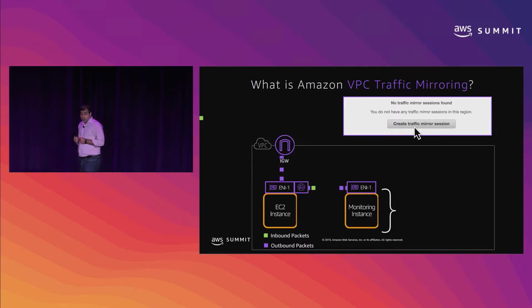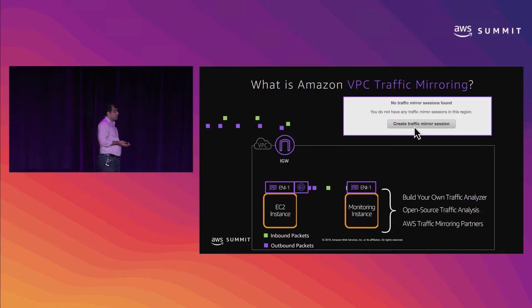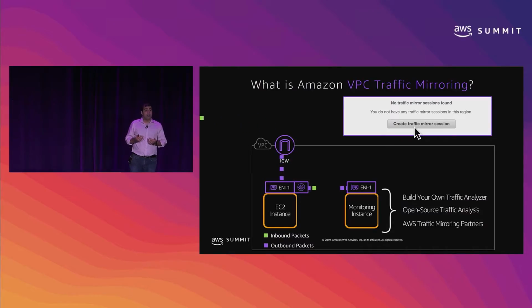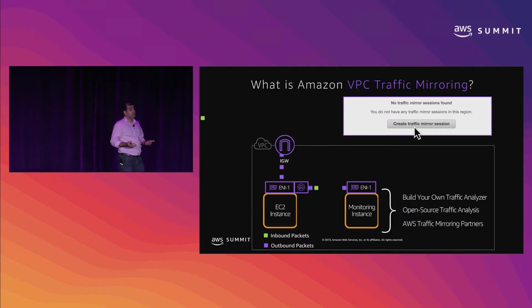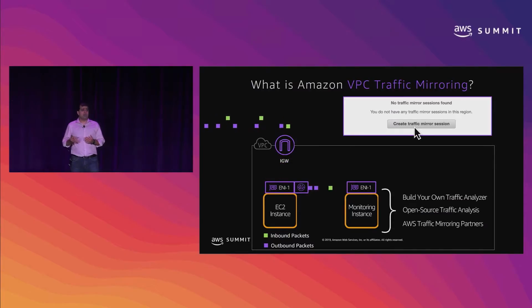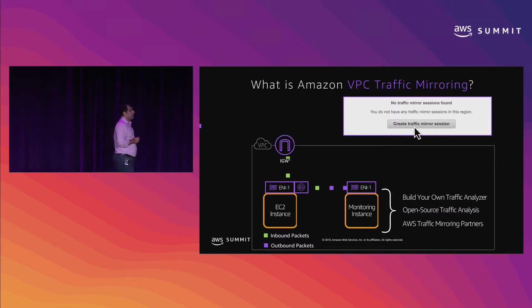Now, what kind of monitoring instance can you use? There are a few options. We'll cover all of these, but you can build your own traffic analyzer. You can use open source tools, or you can use one of several partners from AWS Marketplace. Miguel will get into details, but we have around 20-plus partners at this time, which can provide you a solution for monitoring your traffic.